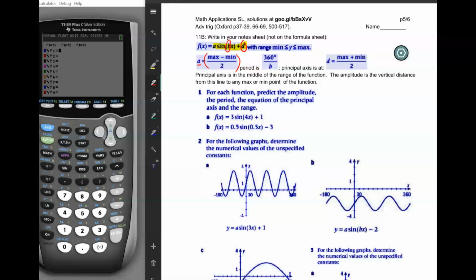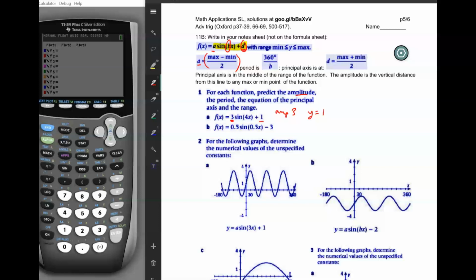For each function, predict the amplitude, the period, and the equation of the principal axis and the range. Okay, so it says amplitude. The amplitude would be this number here, right? Because it's A. So the amplitude is 3. And do they want to know the period? The equation of the principal axis. So the principal axis is basically the d value, or this 1 here, and you just need to write y equals 1 because the principal axis is a horizontal line. And remember, horizontal lines are y equals something. Okay, so that's the principal axis.